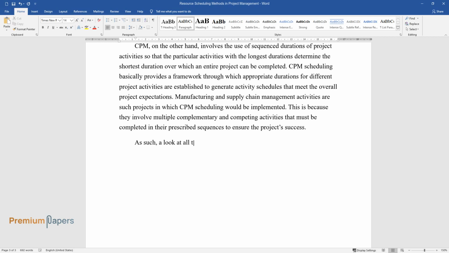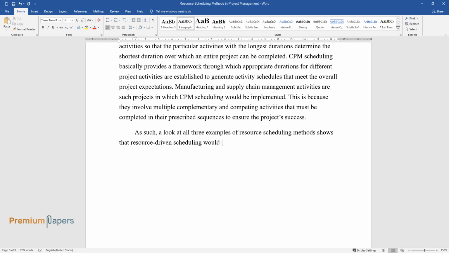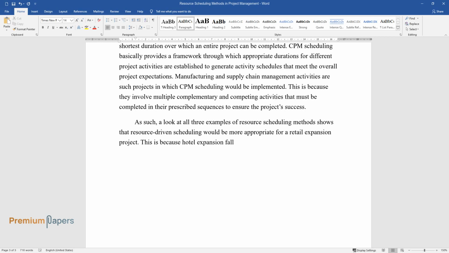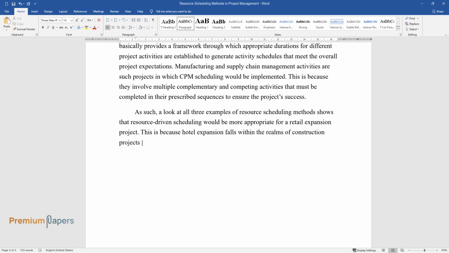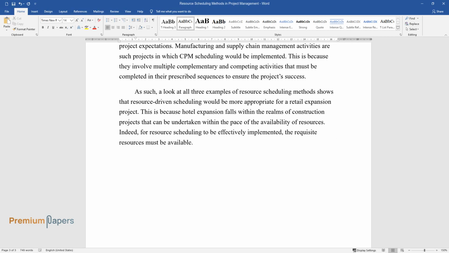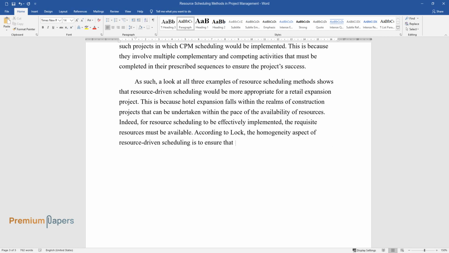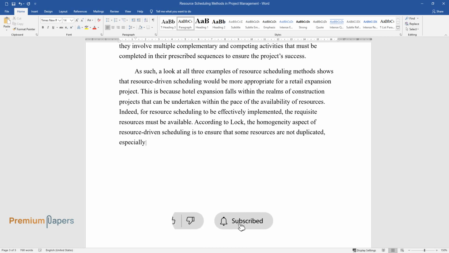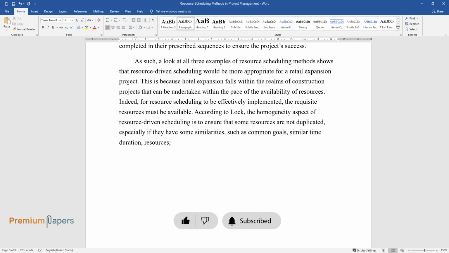As such, a look at all three examples of resource scheduling methods shows that resource-driven scheduling would be more appropriate for a retail expansion project. This is because hotel expansion falls within the realms of construction projects that can be undertaken within the pace of the availability of resources. Indeed, for resource scheduling to be effectively implemented, the requisite resources must be available. According to Locke, the homogeneity aspect of resource-driven scheduling is to ensure that some resources are not duplicated, especially if they have some similarities, such as common goals, similar time duration, resources, or technologies.